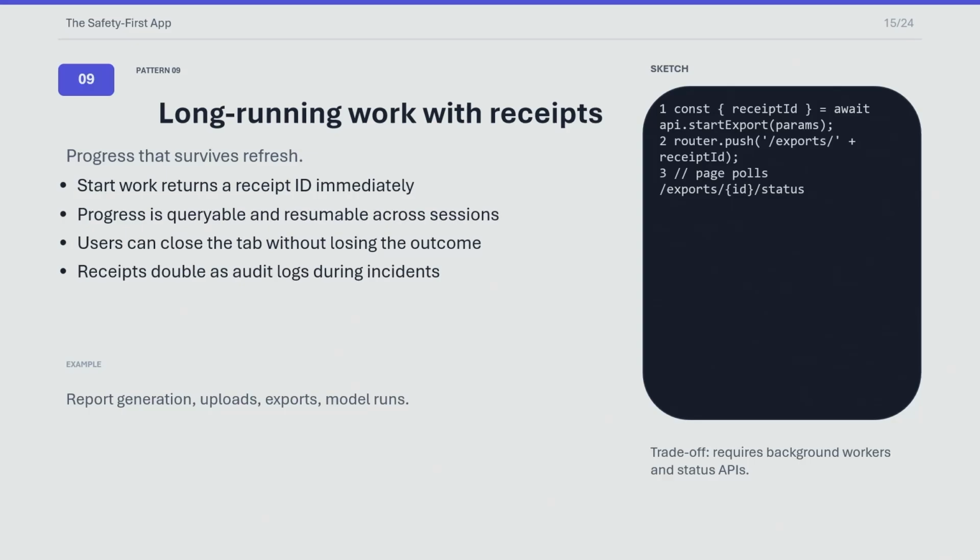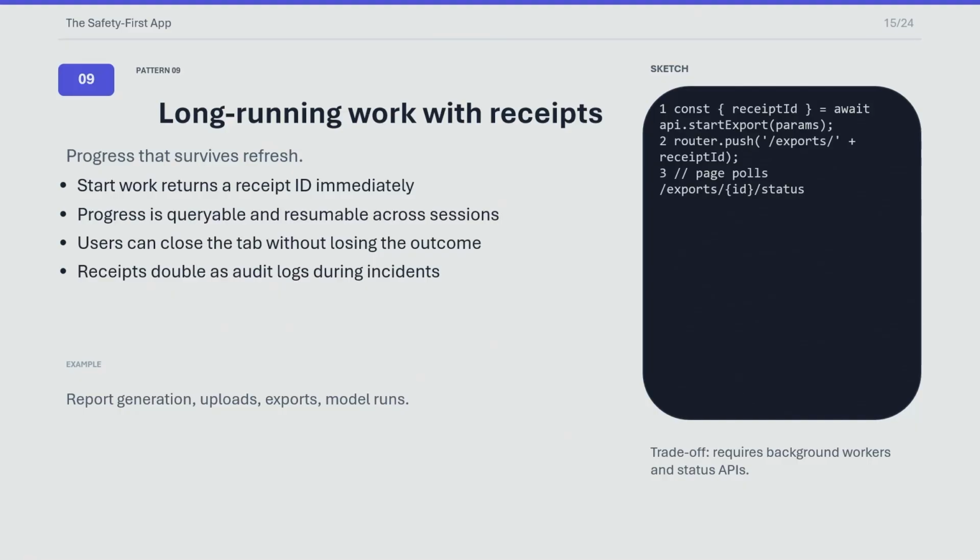Number 9, long-running work with receipts. Progress that survives refresh. Oftentimes, you have really long-running work. Sometimes it happens in the background, and sometimes there's just no status at all. You just have to wait and hope that you're getting somewhere. And sometimes you don't know what's happening in the background. That's why it's very important to have relevant receipts.